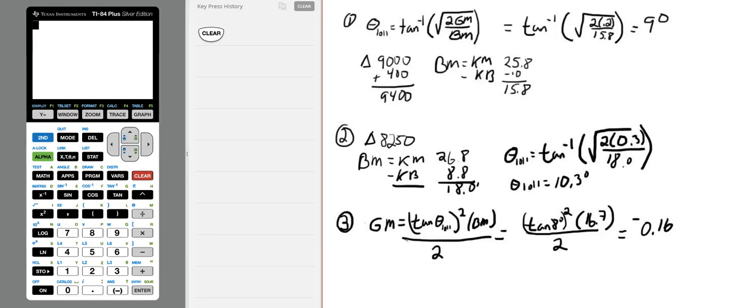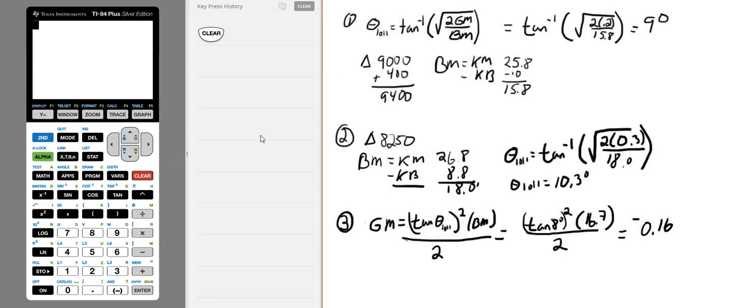All right, so I'm going to show you how to use the TI-84 Plus to solve some formulas in stability. So here's the angle of loll formula. In this particular expression of it, we're solving it for the angle of loll. So the formula is tan to the minus 1, that's inverse tangent, of the square root of 2GM over BM. And these are the actual numbers we're going to stick in. So 2GM is 2.2, okay?